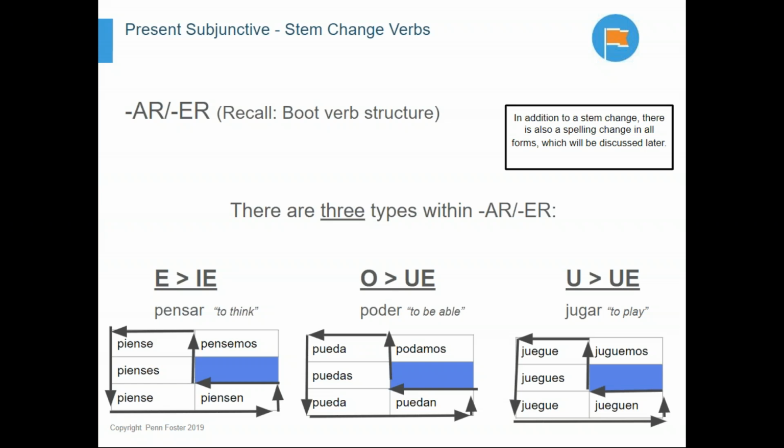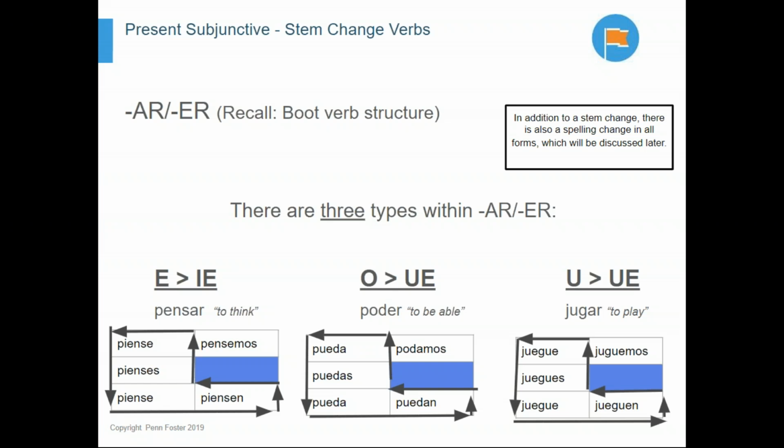So AR and ER verbs that stem change in the present subjunctive, those stem changes occur in the boot, and there are 3 types of AR and ER stem changes, which you can see in the middle of the slide. You have the E to IE type, which pensar is an example of, O to UE, poder is an example of that, and jugar is an example of U to UE. So again, the stem change is where a vowel in the stem, everything before the AR or the ER, or eventually before the IR, undergoes a spelling change, but specifically known as a stem change. And you should notice that IE present within the boot-shaped diagram.